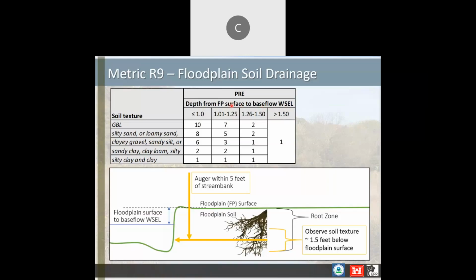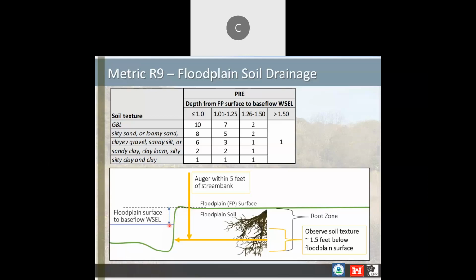Ooh, this is a matrix. Okay, so usually there's narrative criteria and you pick a bucket on the scale of 1 to 10, but there's a couple metrics that we assess that just worked out better to assess using a matrix. So the first measurement you're going to take is going to be from your floodplain surface down to your base flow water surface elevation.